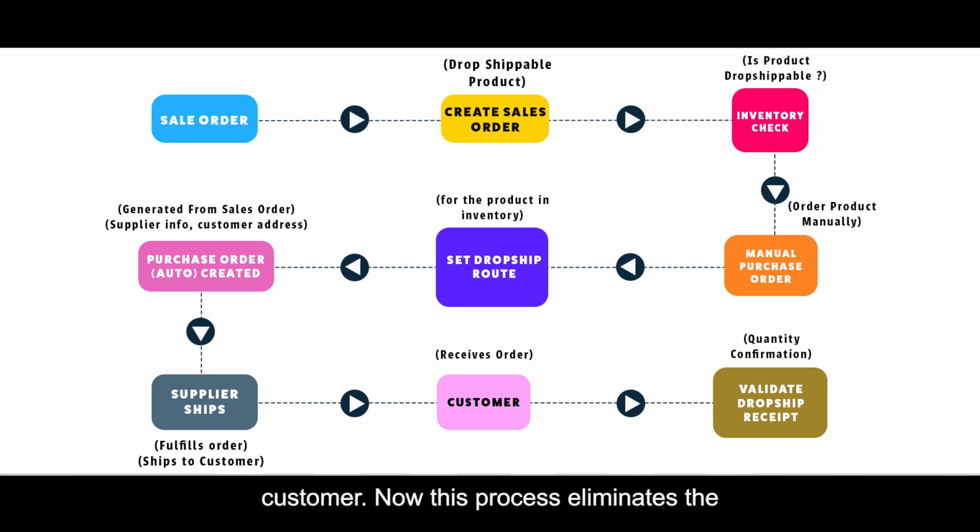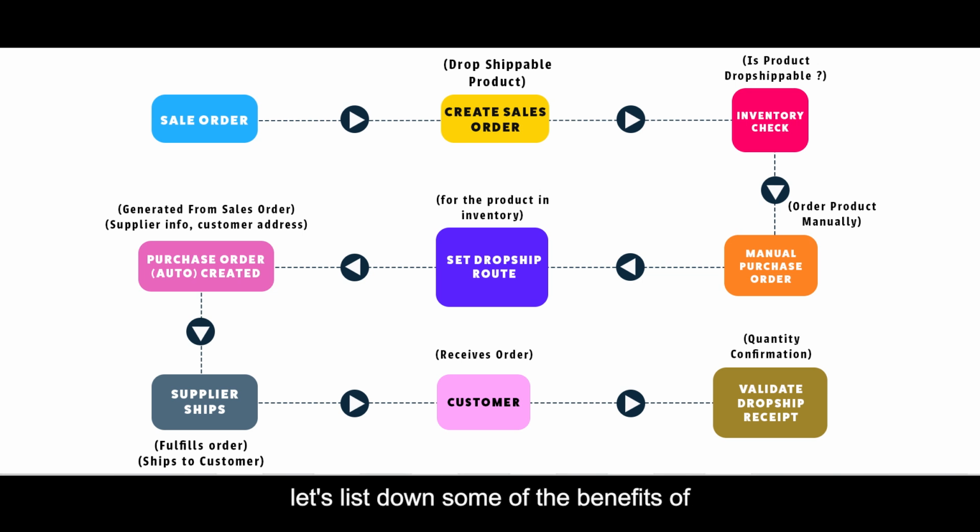Now, this process eliminates the need for warehousing, reduces logistics cost, and automates the order and supplier management. So, dropshipping in Odoo 18 provides a streamlined solution for businesses looking to optimize the supply chain and focus on sales rather than inventory handling.